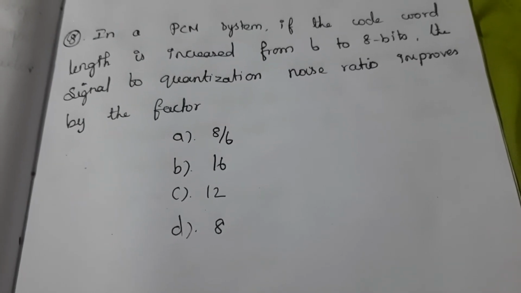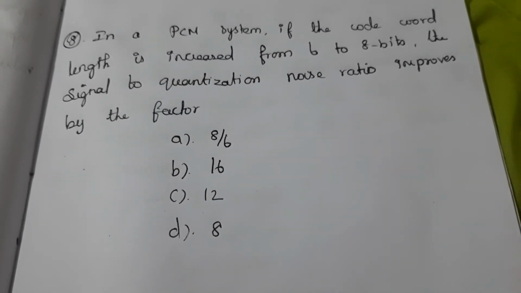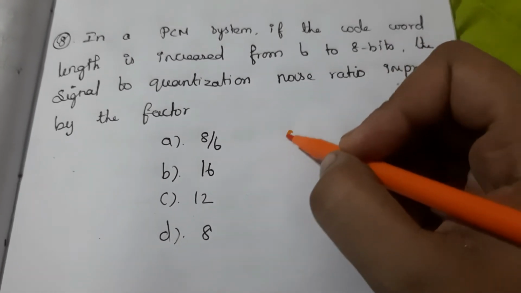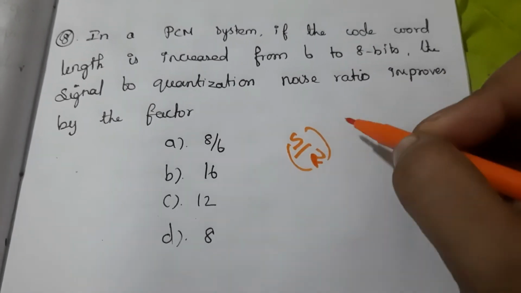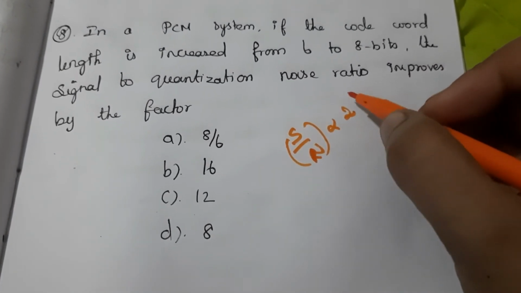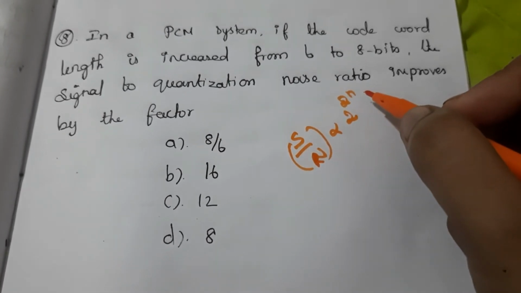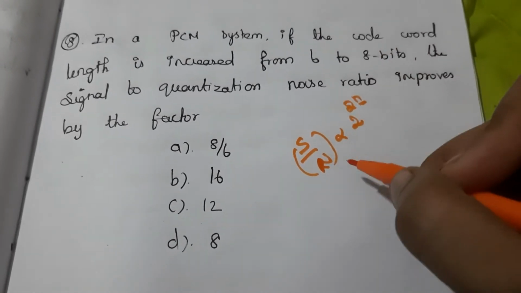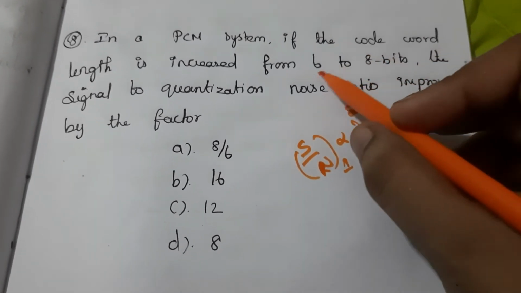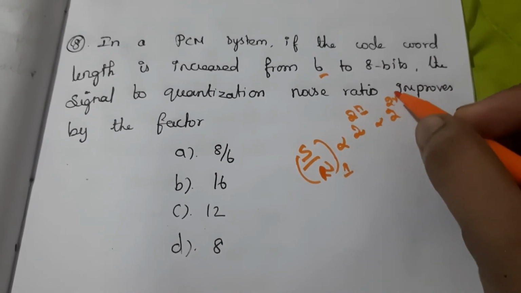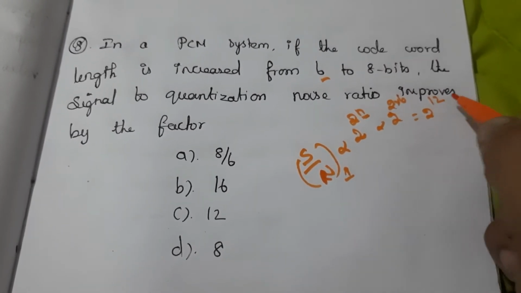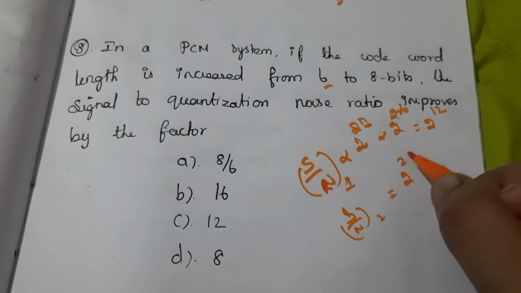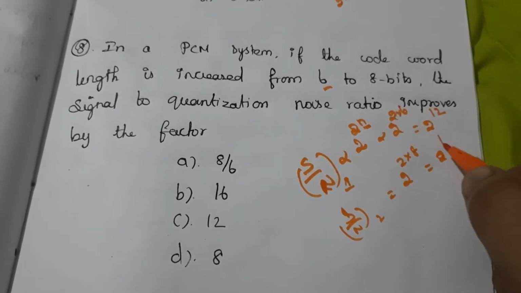Eighth question, in a PCM system, if the code word length is increased from 6 to 8 bits, the signal to quantization noise ratio improves by a factor. So first, the signal to noise ratio is directly proportional to 2 to the power 2n, where n is the number of bits in the PCM code. Considering the first case, n is equal to 6, so 2 power 2 into 6, that is equal to 2 power 12. Similarly, in the second case, it is increased to 8 bits, so 2 into 8, in this case 2 power 16.